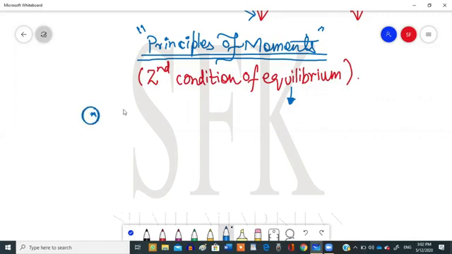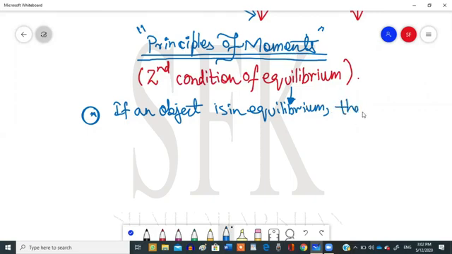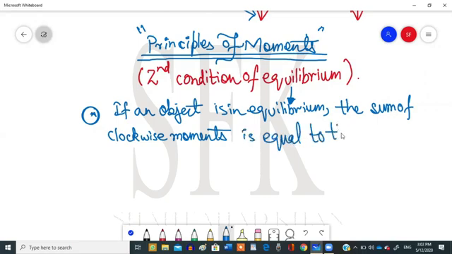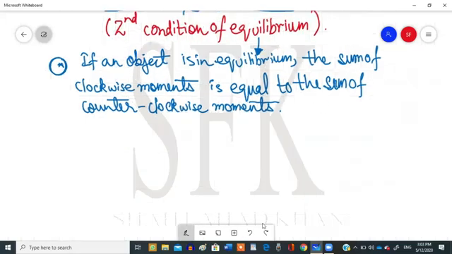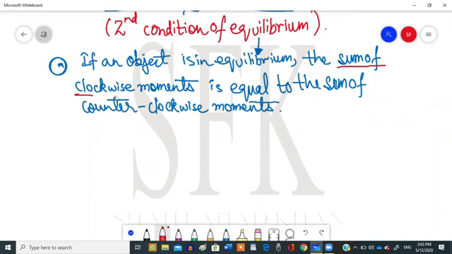The statement of the principle of moments says that if an object is in equilibrium, the sum of clockwise moments is equal to the sum of counterclockwise or anti-clockwise moments. The important point over here is that I've used the term sum of. All the moments acting in the clockwise direction and all the moments acting in the counterclockwise direction must balance each other out if you have to place an object in equilibrium.